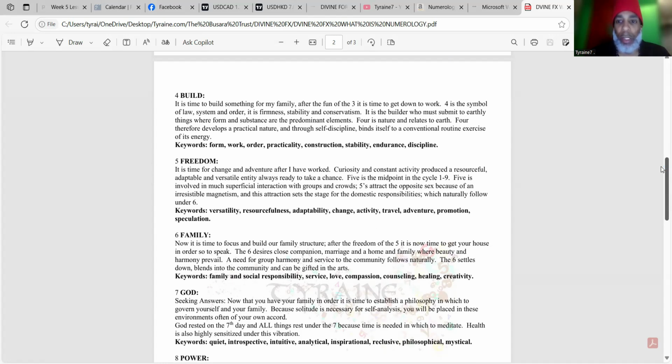It is a builder who must submit to earthly things where form and substance are the predominant elements. Four is nature and relates to earth. Four therefore develops a practical nature and through self-discipline binds itself to a conventional routine exercise of its energy. Keywords: form, work, order, practicality, construction, stability, endurance, and discipline.